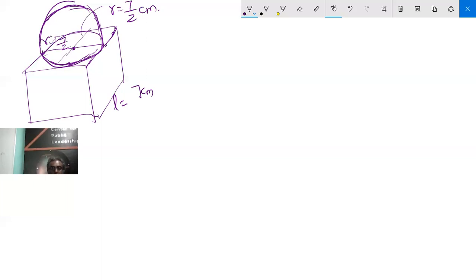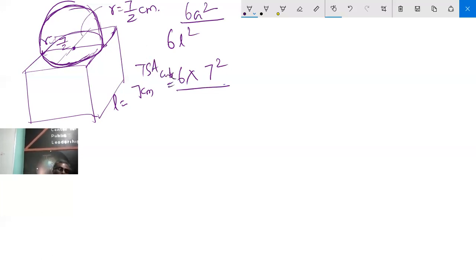The surface area of the cube, you know already, is 6 into l squared. Usually you write 6a squared; either way you can write. So 6 into 7 squared is the PSA of the cube. What should be subtracted from that? This area should be subtracted, because that is not present. So minus pi r squared.